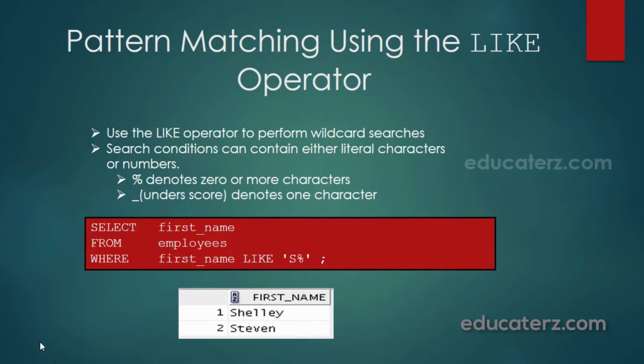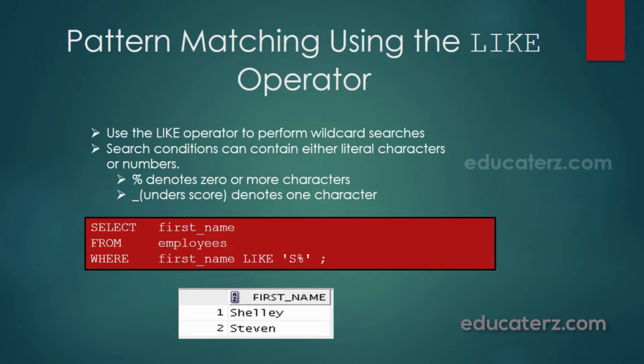Pattern matching using the LIKE operator. If you want to search using wildcards, then we use the LIKE operator. So search conditions can contain either literal characters or numbers. Here we use percentage and underscore to denote the wildcard. Percentage denotes 0 or more characters. It is a wildcard used in search criteria, and underscore denotes one character in the string.